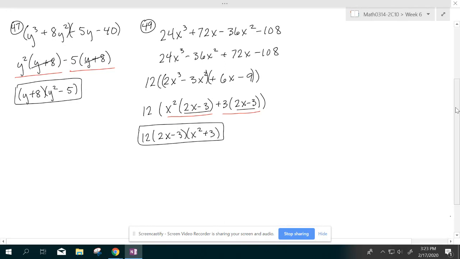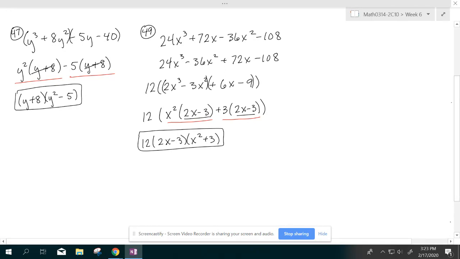And that's one of the most common mistakes I see people make on a test, is they'll factor out something and then on the way down it falls off. So make sure you don't drop your 12, okay? How do y'all feel about factor by grouping?